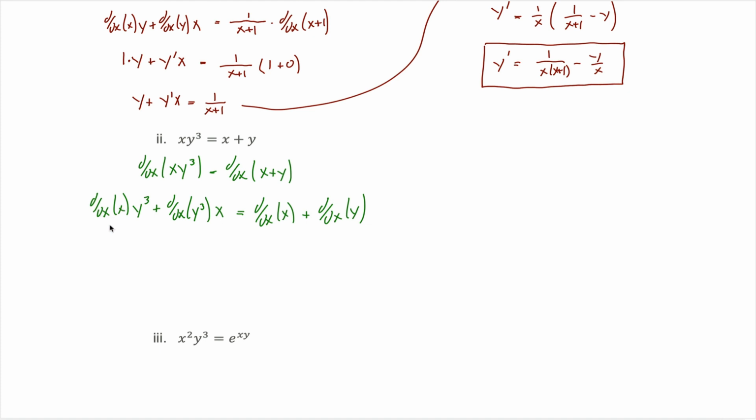Back over to the left side, the derivative of x is just 1, so I got 1 times y cubed over here. But then this term is a little bit challenging. I've got this x, which I'm going to write first, just so I don't forget about it. And then I have to take the derivative of y cubed. It's not at all obvious what the derivative of y cubed is equal to.